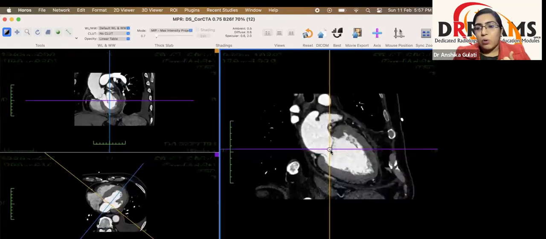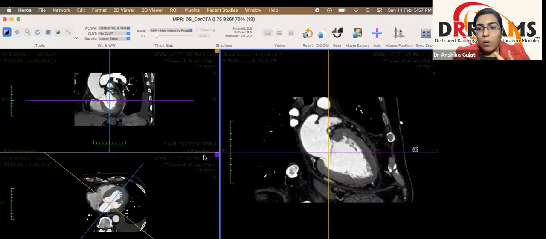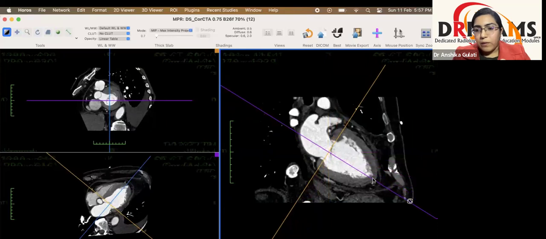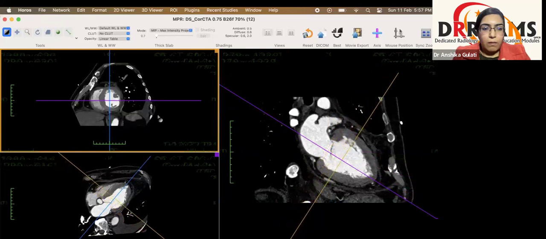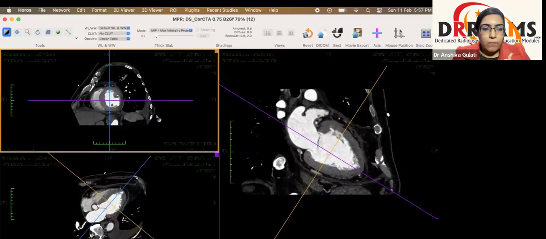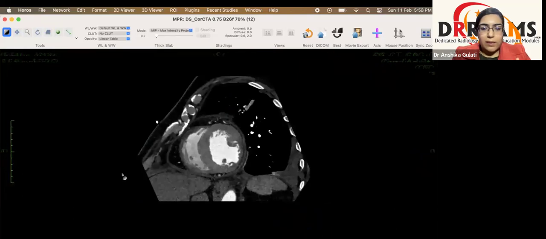After that, the next step is to locate the mitral valve on the vertical long axis view and place the crosshair at the center of the mitral valve. And then we'll rotate the purple axis so that it points towards the apex of the heart, like this. And now our first image has converted into what is known as the short axis view. These are the short axis images which show the left ventricle and the right ventricle in cross section.